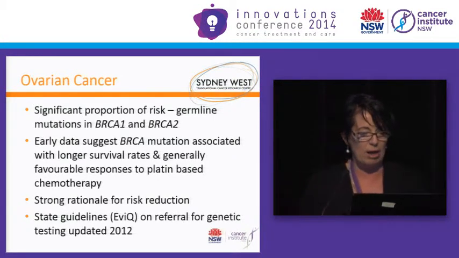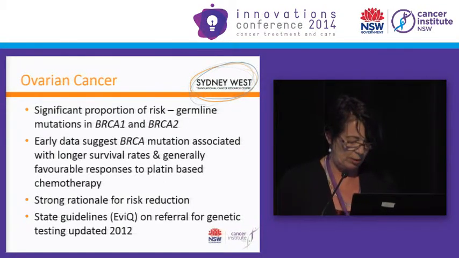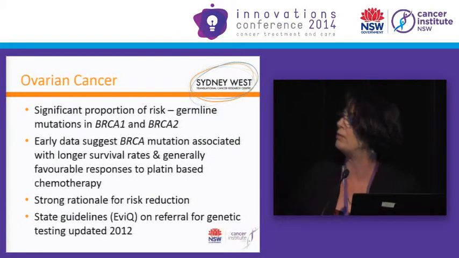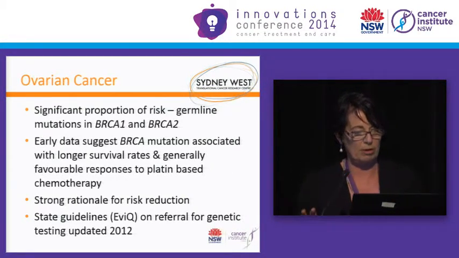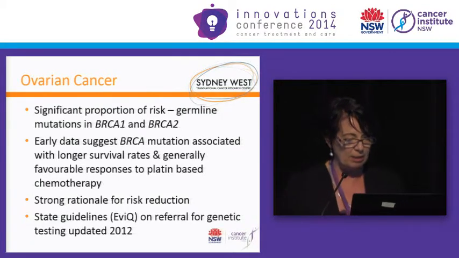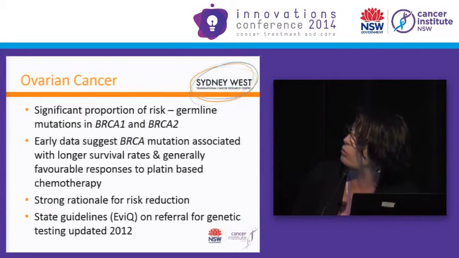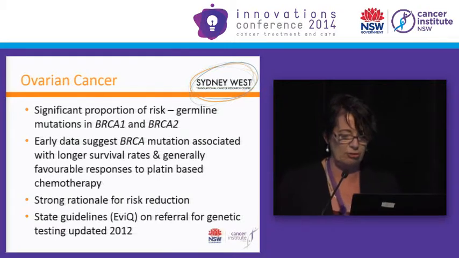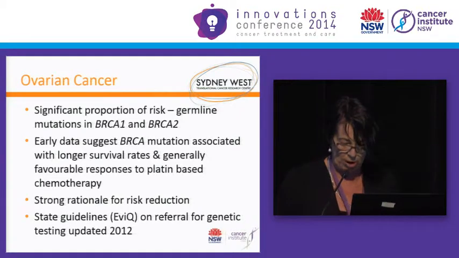And the guidelines for genetic testing or referral for genetic counselling and testing were updated in 2012. I should say, by the way, that when I talk about ovarian cancer in this context, I'm actually talking about fallopian tube, ovarian and primary peritoneal cancers. So the updated guidelines essentially are that anyone with those sorts of invasive cancers, non-mucinous, age less than or equal to 70 should be referred for genetic counselling and consideration of testing. So that is a change because in the past we had a lower age.